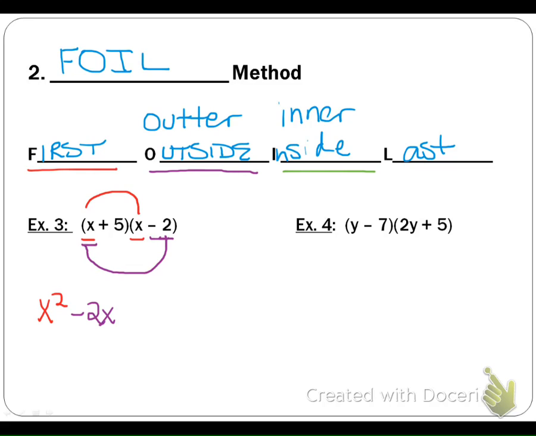Inside or inner refers to the two middle terms right here. So 5 or positive 5 times x equals positive 5x.